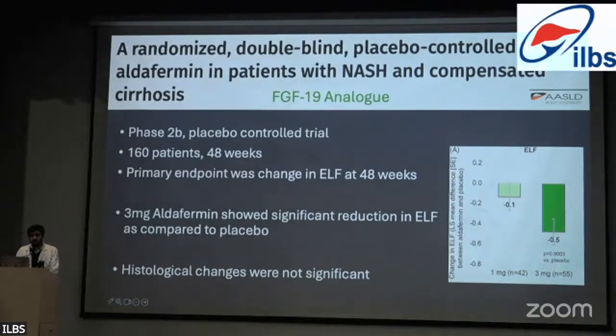So this phase 2b placebo-controlled trial, which included 160 patients over 48 weeks, evaluated the primary endpoint as changes in ELF. Now, these patients were dosed at 1 mg and 3 milligrams of aldafermin, and they found that at 3 milligrams, there was a significant reduction in the ELF as compared to placebo. This was not seen in the group which received 1 milligram. Although these changes were noted in non-invasive markers such as ELF, histological changes were not significant.